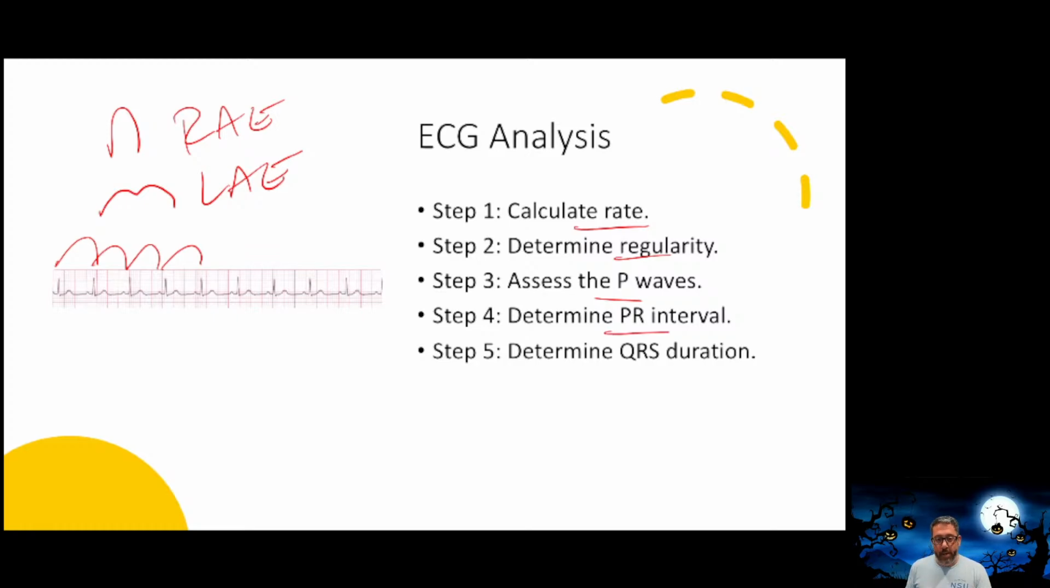Okay, look at the PR interval. Measure it out. Is the PR interval within 3 to 5 small boxes? Yes, it is. Okay, that helps with one of your differentials. Is it not? It's wide. Okay, so we have an extended PR interval. Is it just first degree heart block or something else going on?